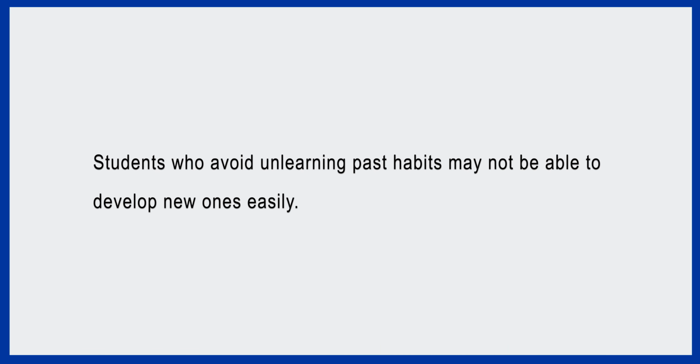Present participle phrases or gerunds can also be used as objects. See this example. The students who avoid unlearning past habits may not be able to develop new ones easily. In this example, unlearning past habits is the object of the verb avoid.